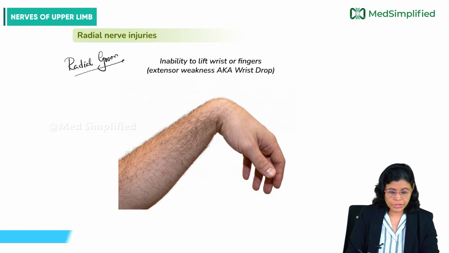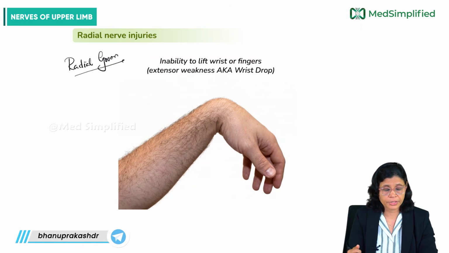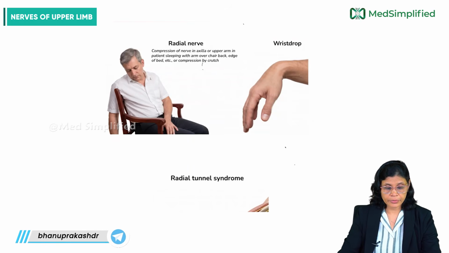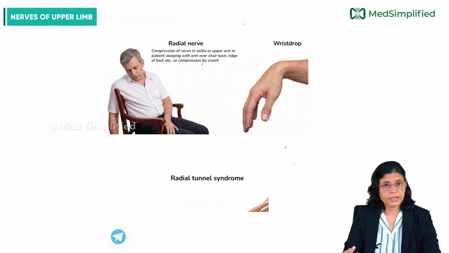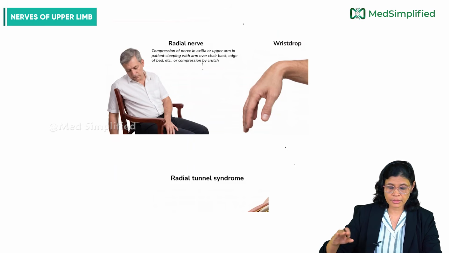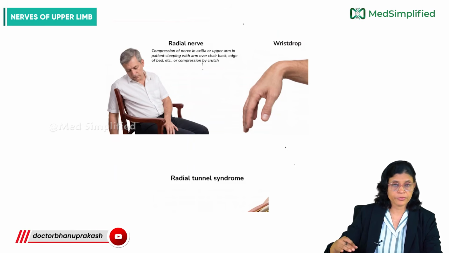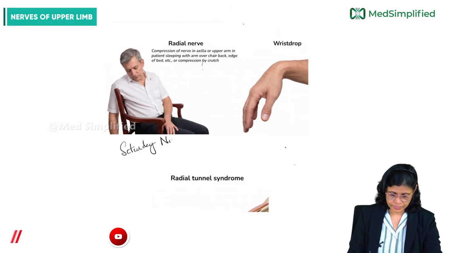The nerve can be injured because of the mid-shaft fracture. So in the radial groove, the nerve may be injured mainly due to, one, the mid-shaft fracture, then direct pressure of the radial nerve by a drunkard falling asleep over the arm on the back of the chair, okay, back of the chair. So that is known as the Saturday night palsy, okay, Saturday night palsy.